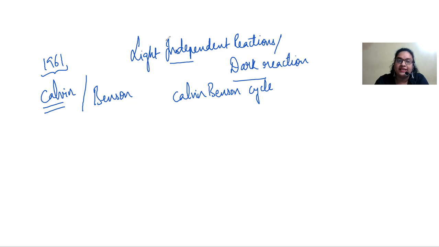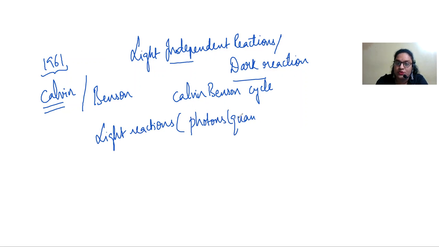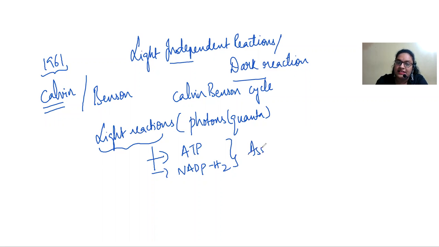And this cycle is called light independent because it does not depend on sunlight for the energizing process. If you remember, there were light reactions, children, which were dependent on sunlight, the photons, the discrete packets of energy called quanta. And we could see that the two end products of the light reactions were ATP and NADPH2. These two were called the assimilatory power.